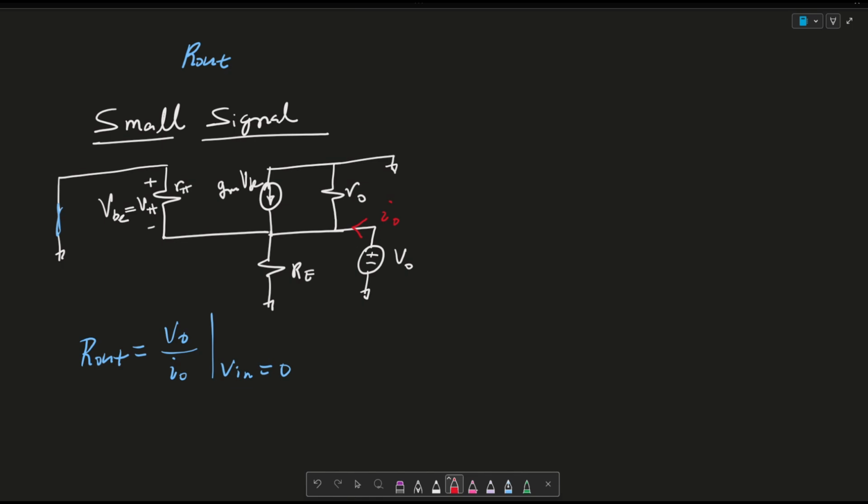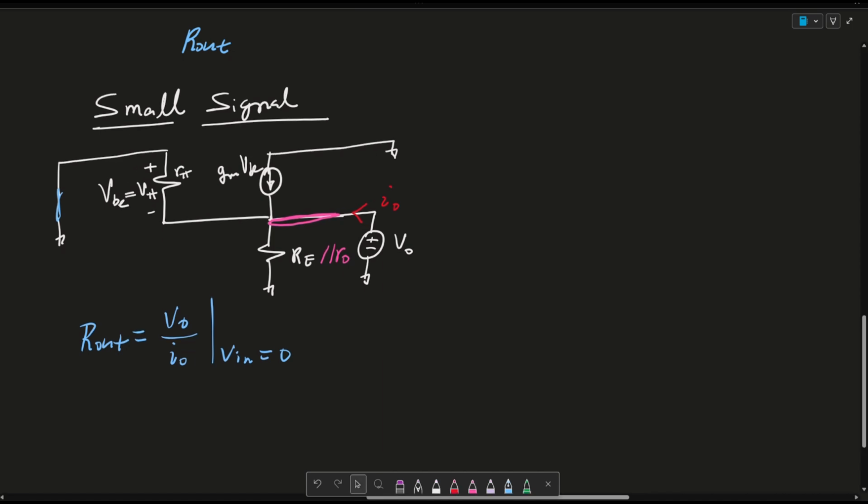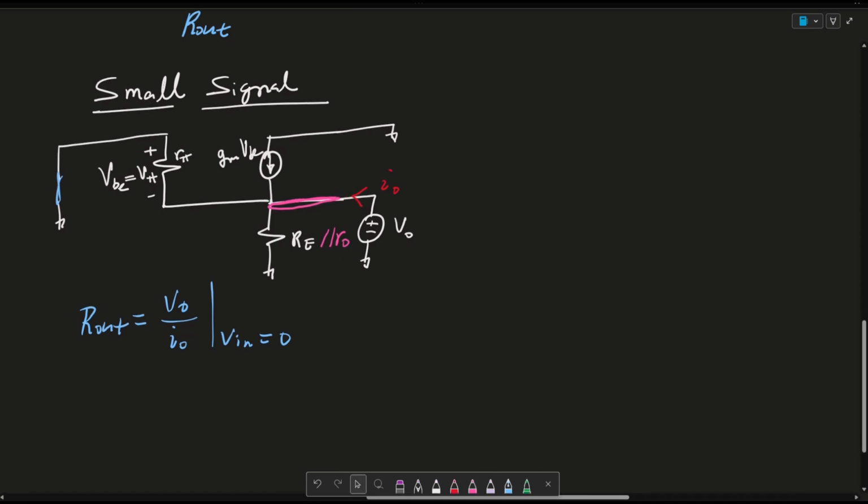I'm also going to realize something here. This is a node, and this is a node, and this is ground. So this resistor and this resistor are connected in parallel. So I'm just going to erase this RO and put it in parallel here with RE. I'm going to consider the current that goes through here to be IoE, and the current that goes through here to be I pi.